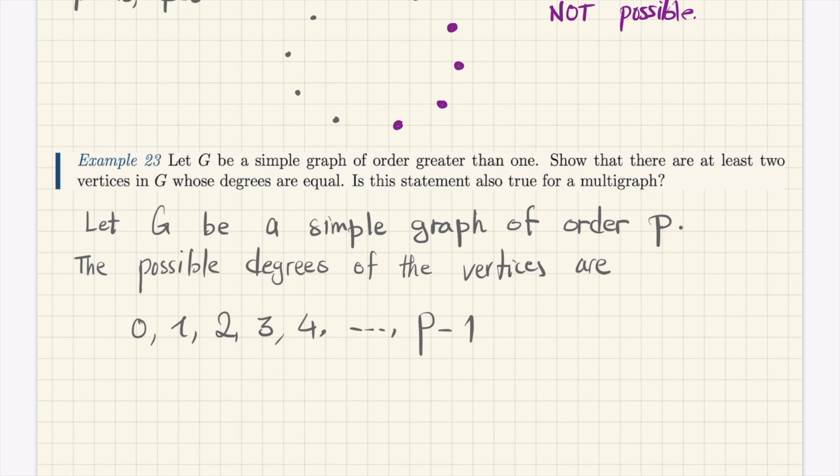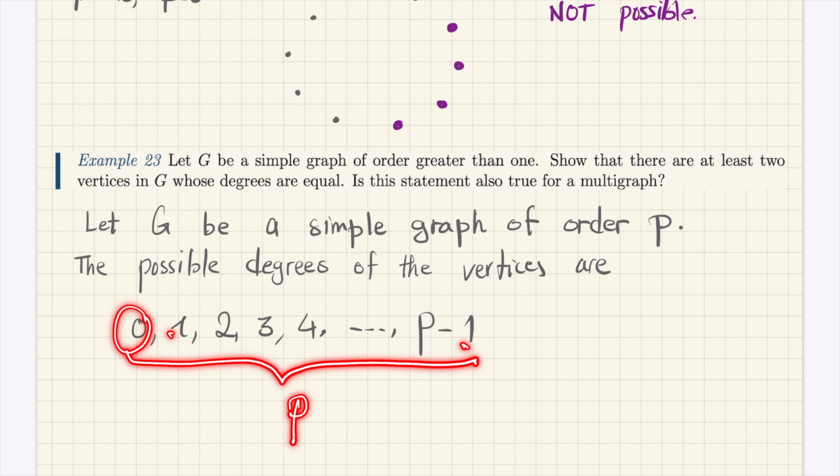If its degree is 0, I put it in the first pigeonhole. If its degree is 1, I put it in this one. If it is 2, I put it here. So this is the way that I want to put these vertices here. But unfortunately, if I ask you how many pigeonholes do you have? How many pigeonholes do you see here? P minus 1? No, be careful. P, because 0 is also there. From 1 to P minus 1, there are P minus 1, but you also have 0. So in total, you have P pigeonholes.